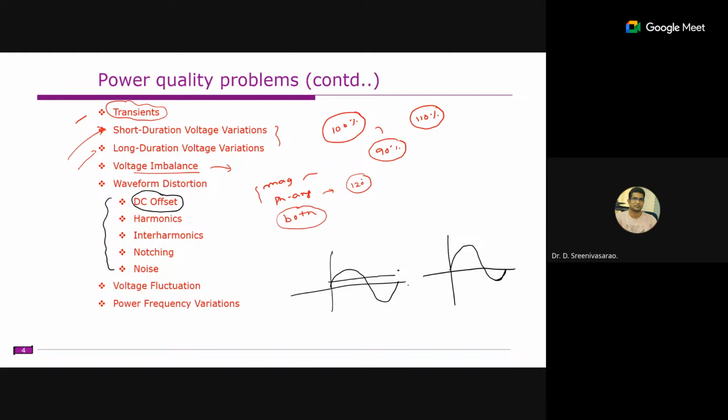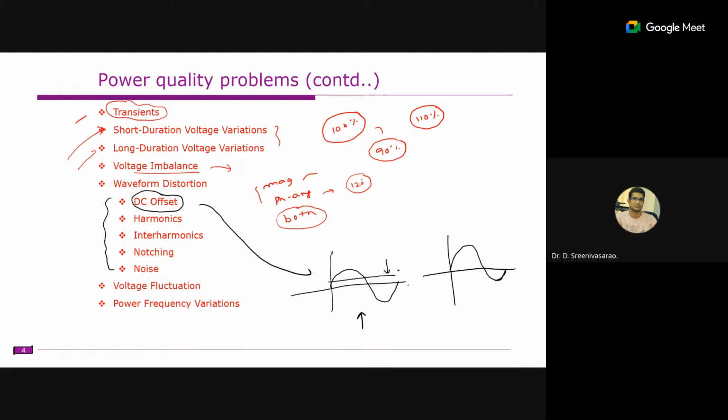This is extremely dangerous, especially when transformers are present in the system. The DC will saturate the transformer core and it will increase the magnetizing current. If the magnetizing current increases, that leads to losses in the transformer. To avoid the losses, we need to increase the size of the transformer. So we need to avoid this DC offset, that means having a DC value in an AC waveform.